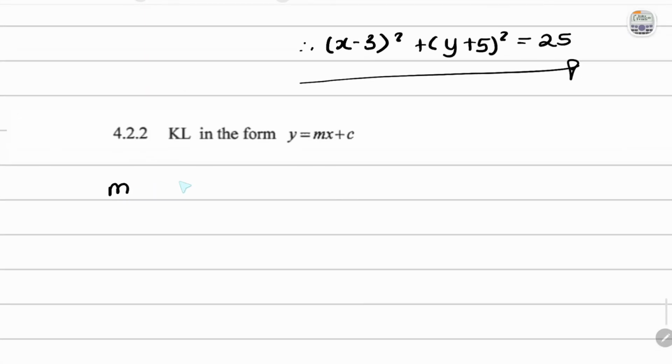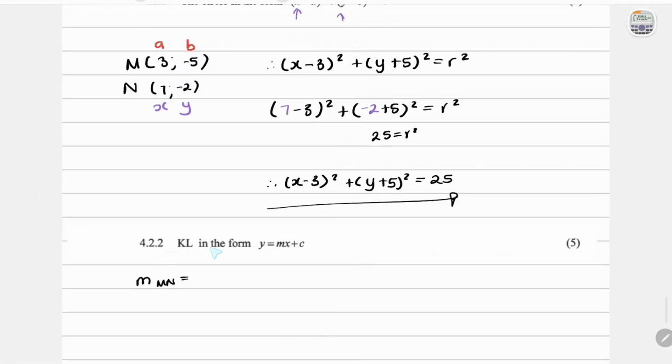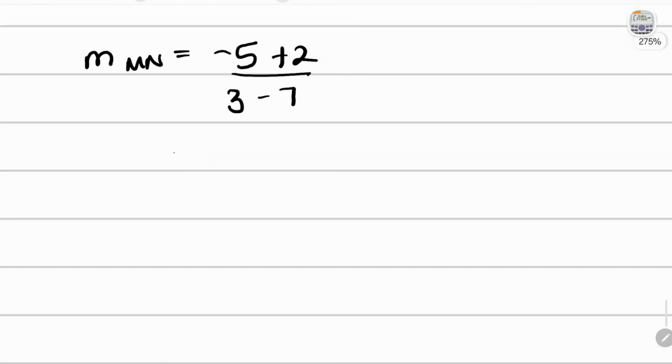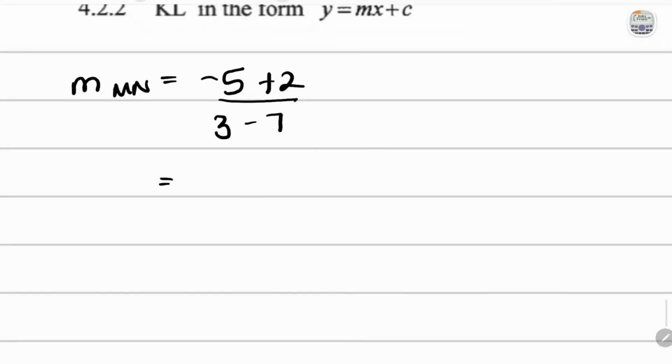The gradient of MN is equal to y2. We already have that formula, so we might as well just put it as it is. That is going to be the y value, top minus bottom. So negative 5 minus negative 2, which is positive 2, over 3 minus 7. What does this give us? A negative 3 on top and a negative 4 on the bottom, so that's positive 3 over 4 at the end of the day.